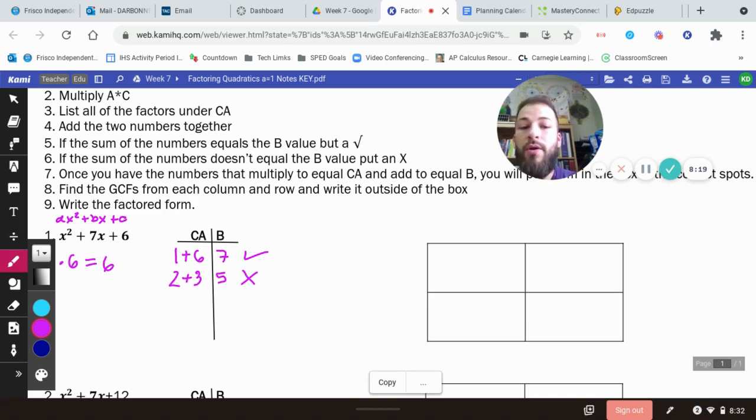Your A term goes in the top, your C term goes in the bottom. So our A term in this case is x squared. Our C term is 6. And then your C and your A make up the other two, because 1x plus 6x should equal 7x. And now this gives us our factors.